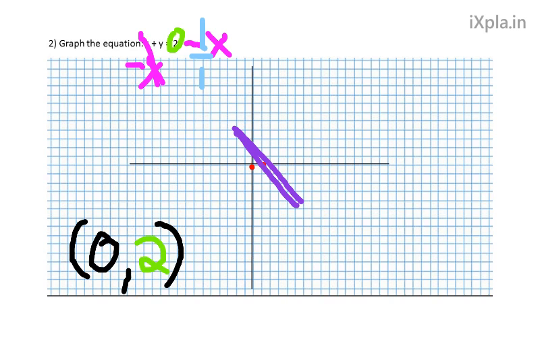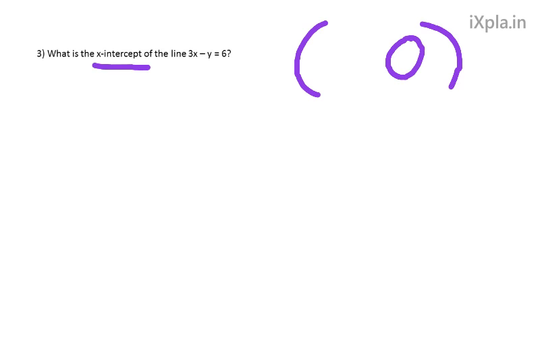Okay, so another example. Number 3, what is the x-intercept of the line 3x minus y equals 6? All right, so when you're graphing anything or trying to find the intercept of anything, normally you would make it y equals, but in this case, the y-intercept is when you have the 0 in the x position. The x-intercept is when you have the 0 in the y position.